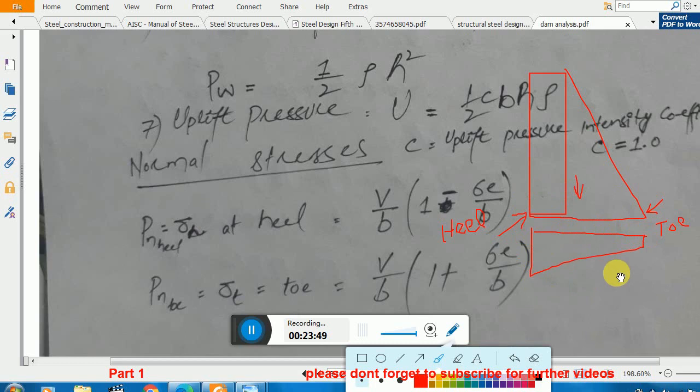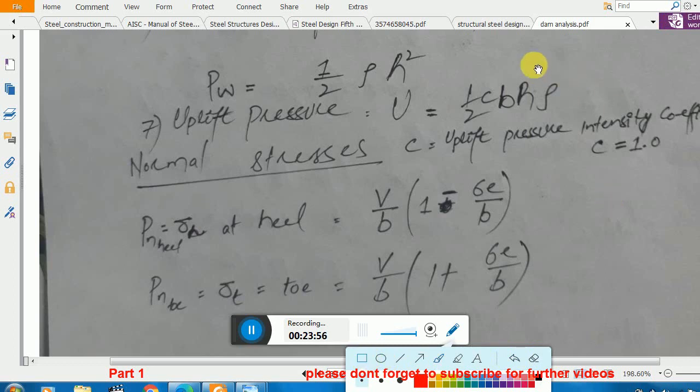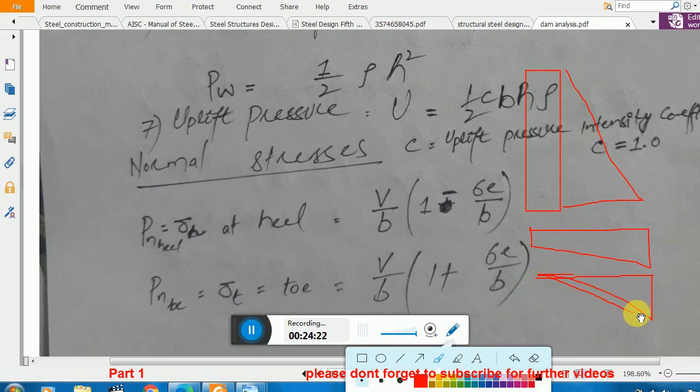We have this kind of pressure distribution. One kind of distribution will be somewhat like in this shape. Sometimes it will be, no, it is straight. You know, this point is here, okay?